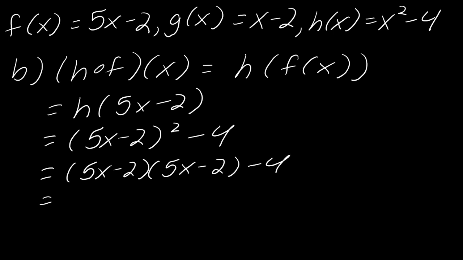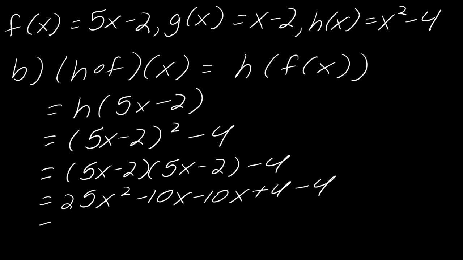And now I can go ahead and multiply this out. So this is going to be 25x squared minus 10x plus 4 minus 4. So this will equal 25x squared minus 20x because the 4's will drop out. And so that'll be it for that one. So it just kind of depends on the type of problem that you've got.